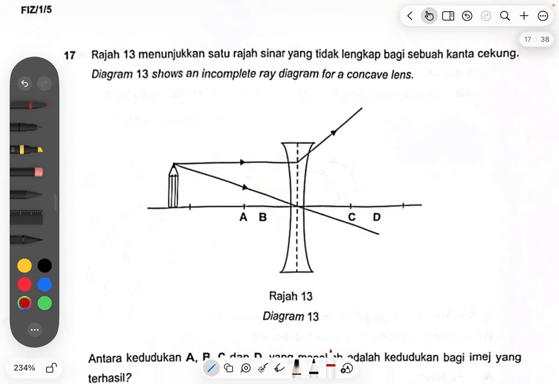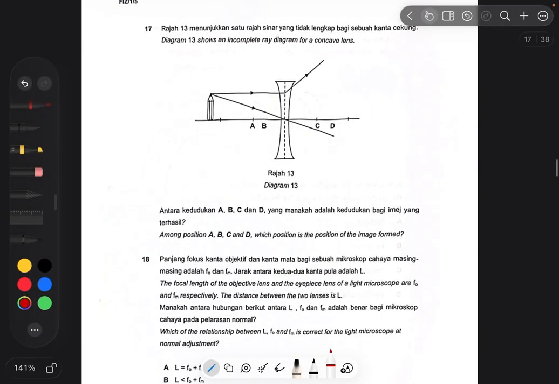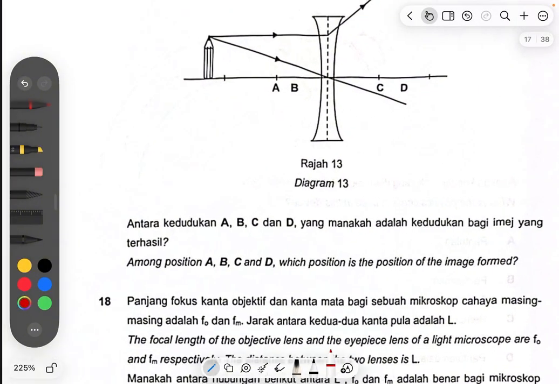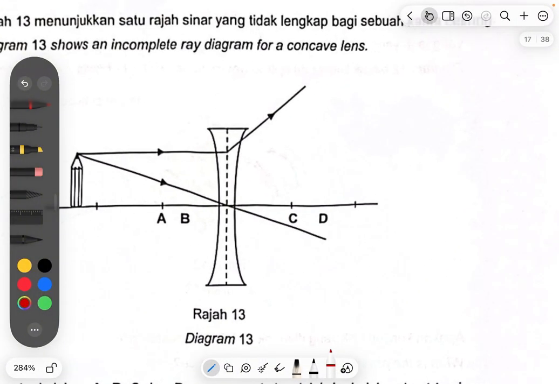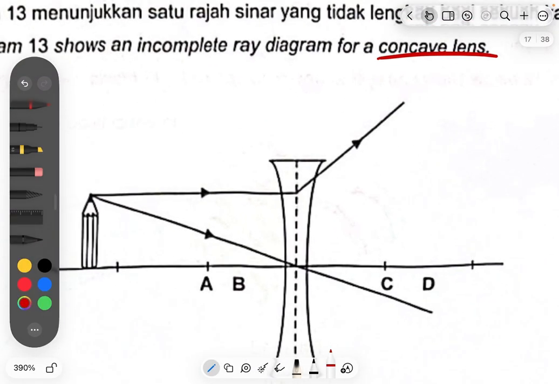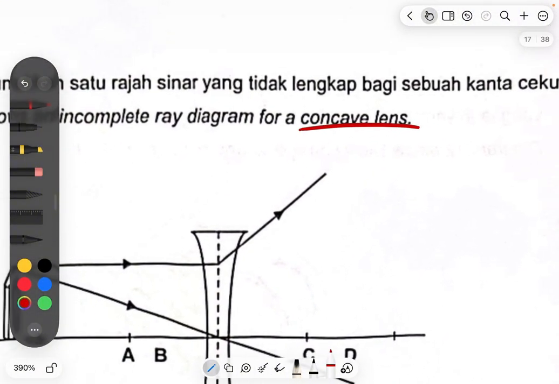Okay, this shows an incomplete ray diagram for a concave lens. Among A, B, C, D, which position is the image formed? So concave lens is different than concave mirror tau. Kalau concave lens, it diverges. Kalau concave mirror, it converges. So in this case, kalau diverge, you go out.